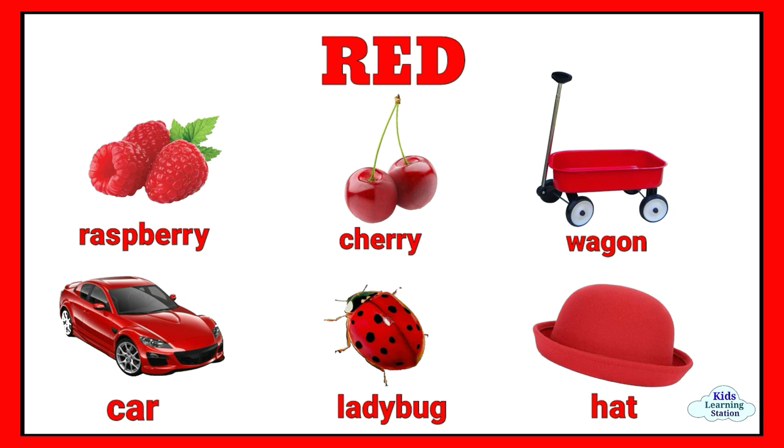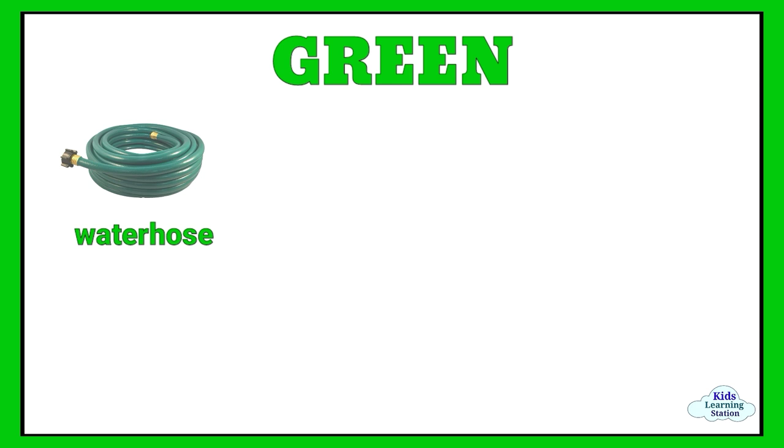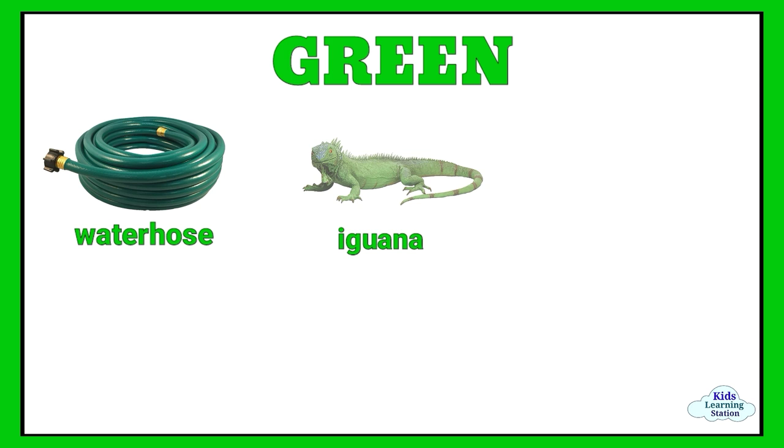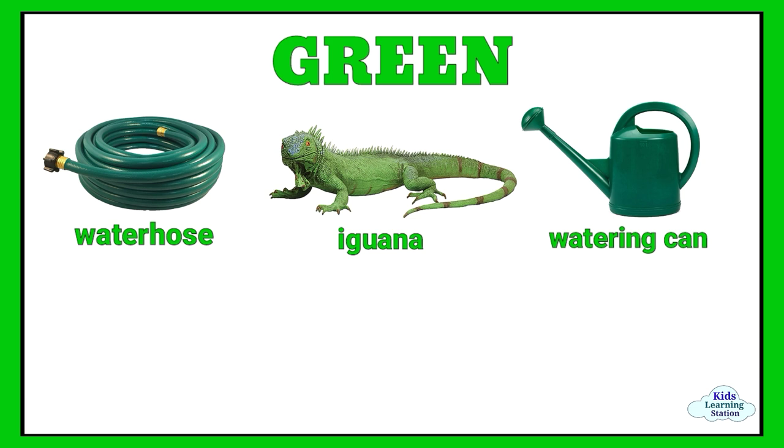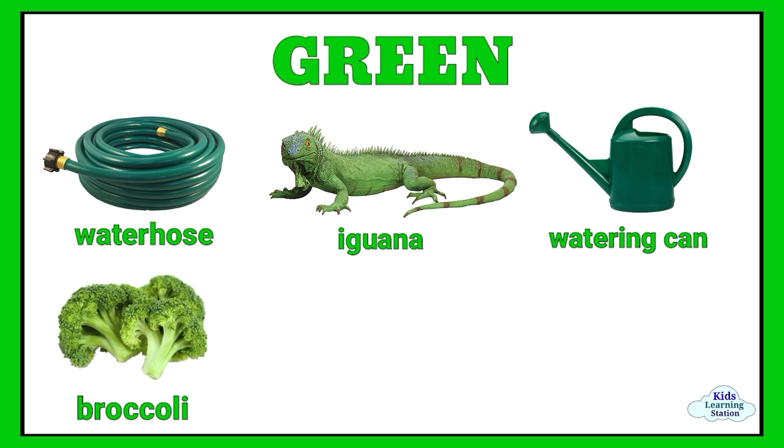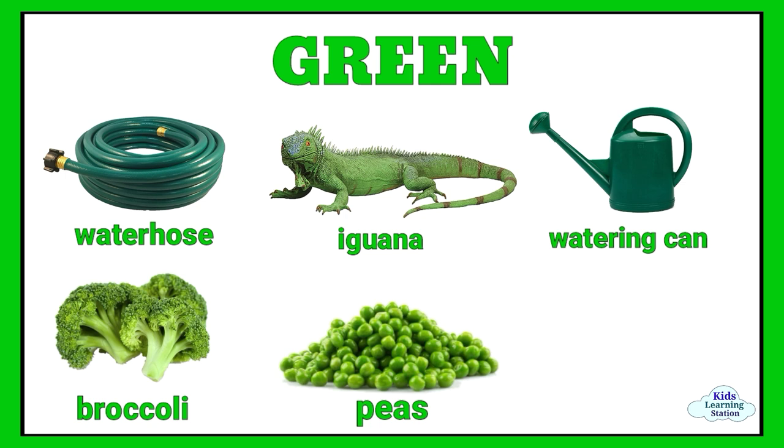Green. Water hose. Iguana. Watering can. Broccoli. Peas. Leaf.